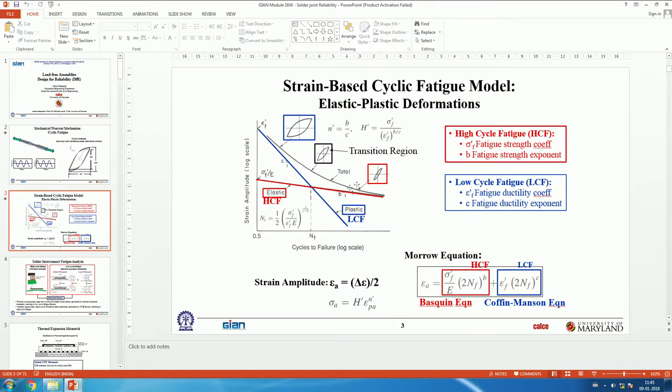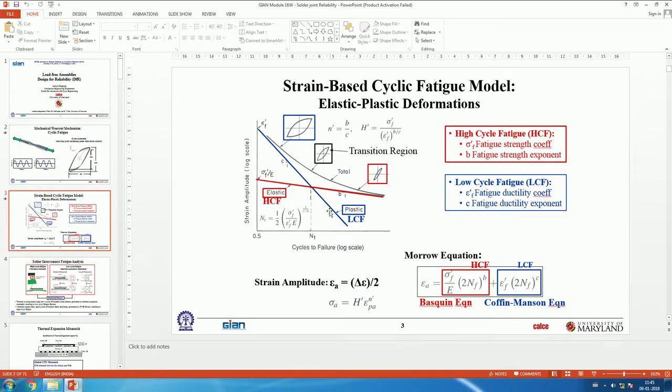So all I need to do now is fit an equation to that curve. It could be any equation as long as it describes that behavior and is written in terms of material constants. It's a viable fatigue model. Okay. So here is the model that gets used a lot. This is the so-called Coffin-Manson model. It's the most commonly used model in fatigue literature.